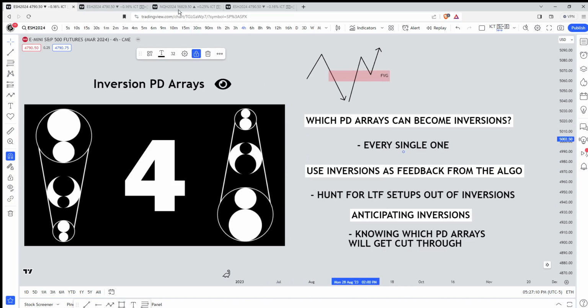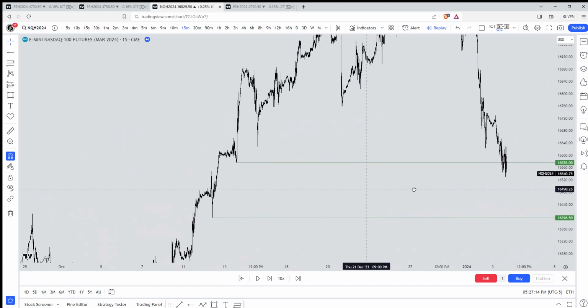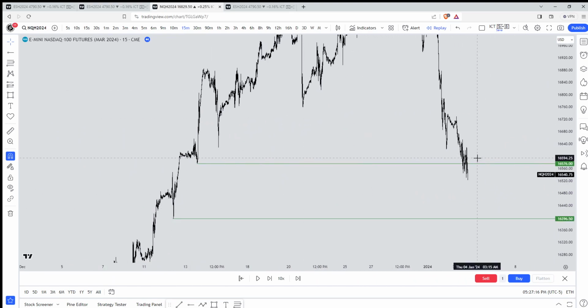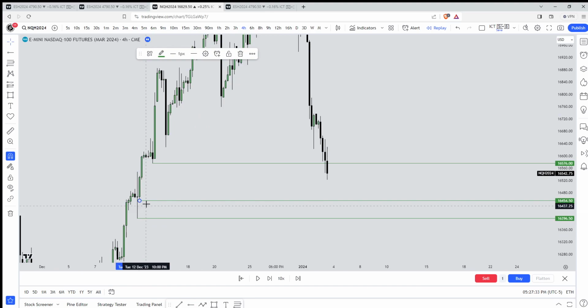Now, what about anticipating inversion PD arrays? So we have over here, this was the NASDAQ. If you look in the Discord, around this time, this was January 3rd, somewhere in here, I did post that I was anticipating for the 16,396.5 level. If we look on the 4-hour time frame, that was the 4-hour sell side liquidity right here. I was going to say sell stops. Same thing. We do have these relative equal lows. That was the likely draw.